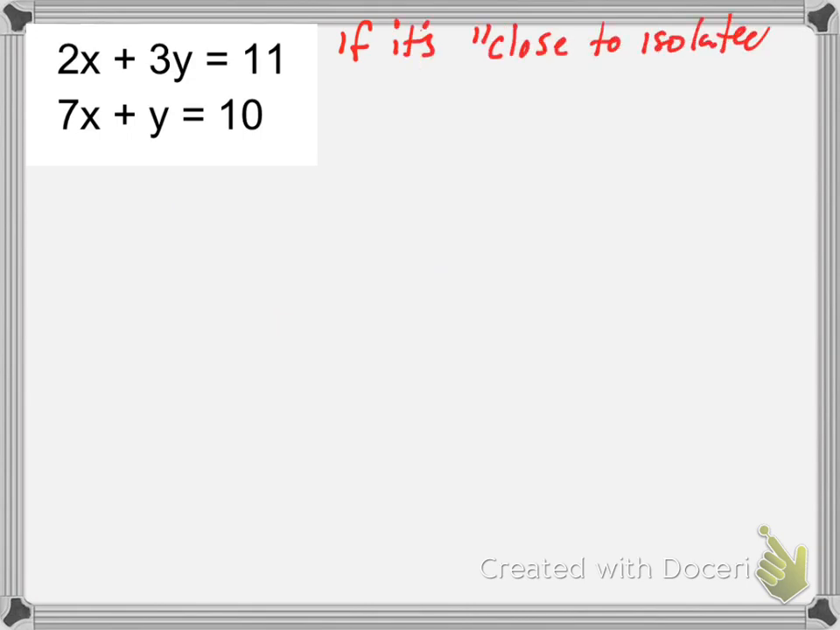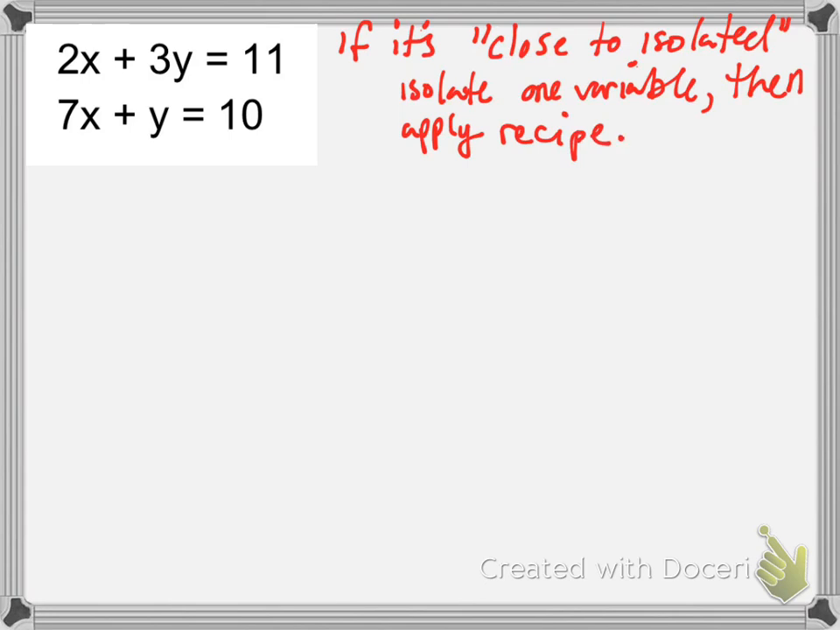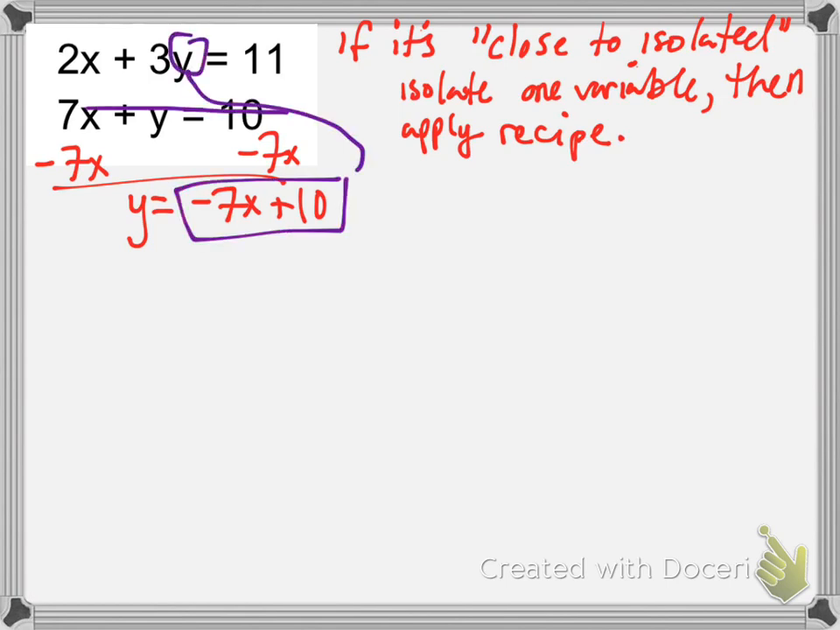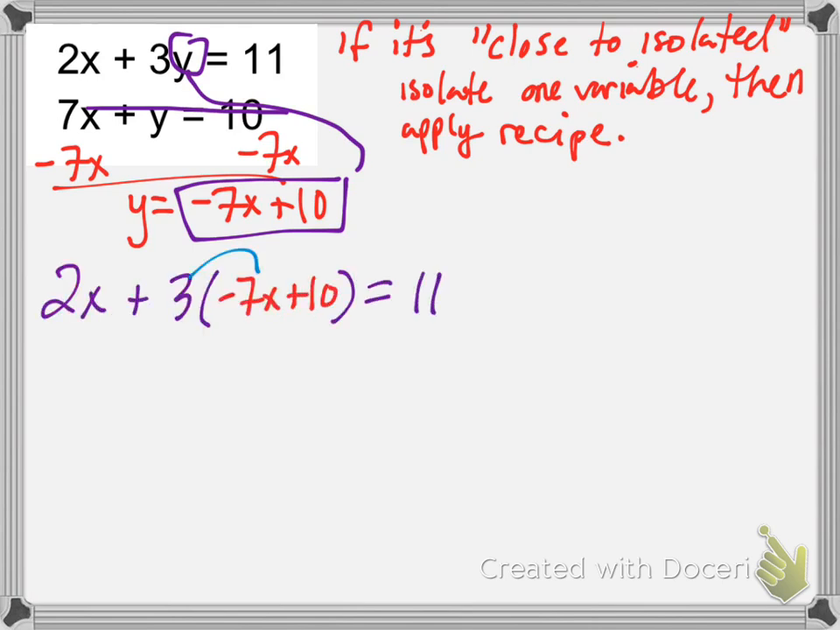All right, if it's close to isolated, so if it doesn't take too much work, then we can isolate one variable and apply the same recipe. So in this case, I'm going to subtract 7x from both sides. Now I have an isolated y. I'm going to replace the y in the other equation with that expression.